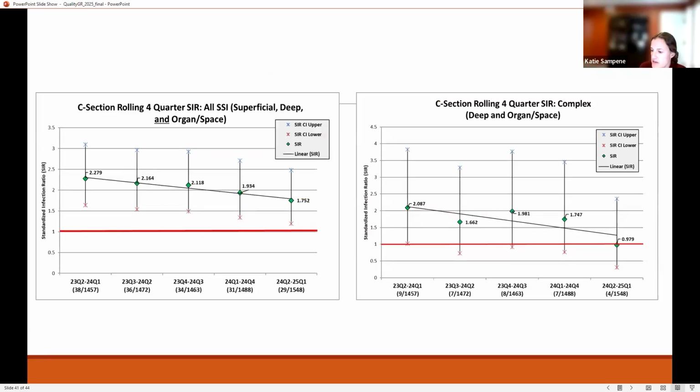This is the mirror image of what Summer was showing for GYN. You can see that our SIR rates for all on the left, and then complex, which is deep in organ space on the right, are all above that SIR of 1 that we are hoping to hit, but we are trending down, so looking encouraging.